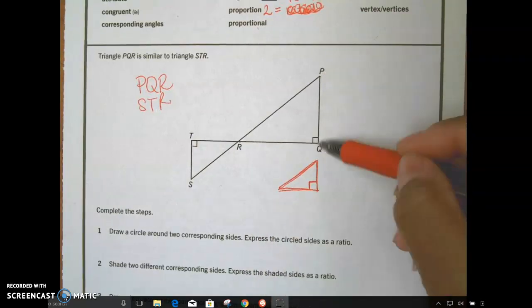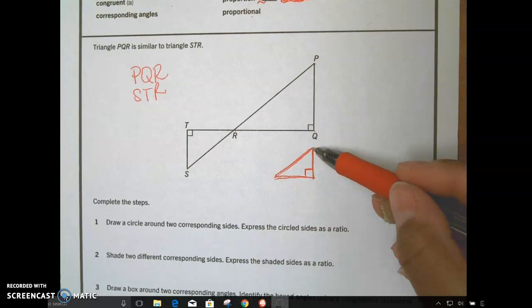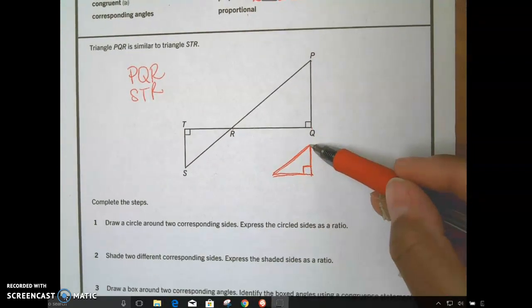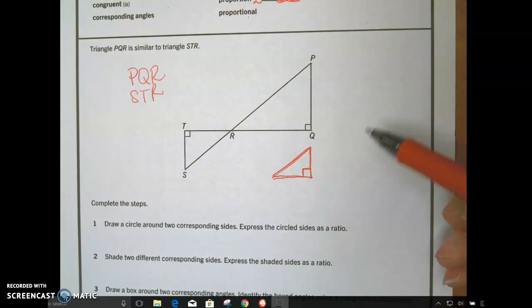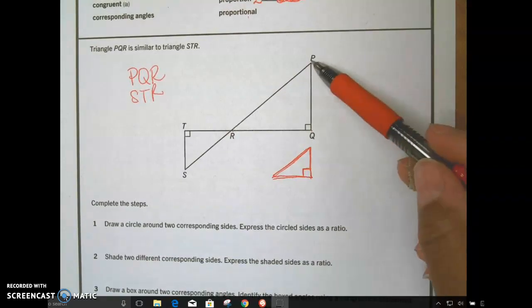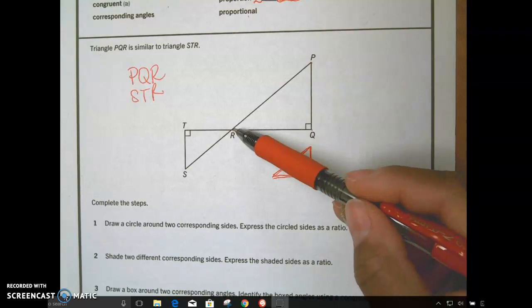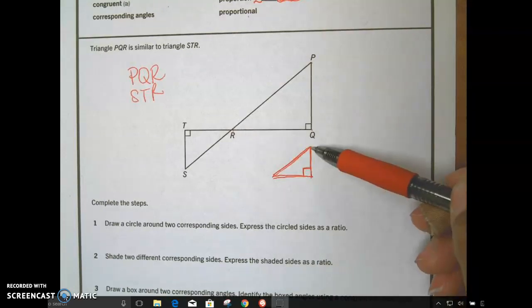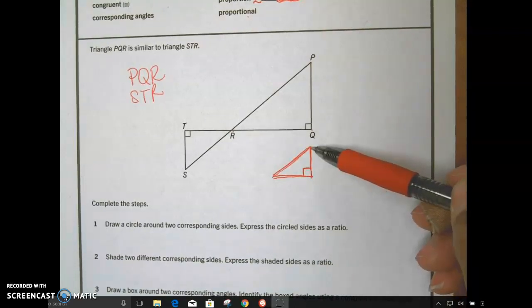So if this is PQR, then what angle is this here? R.